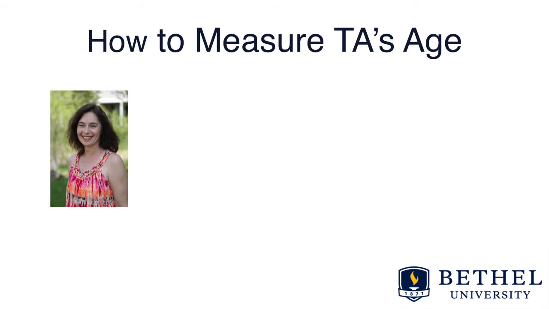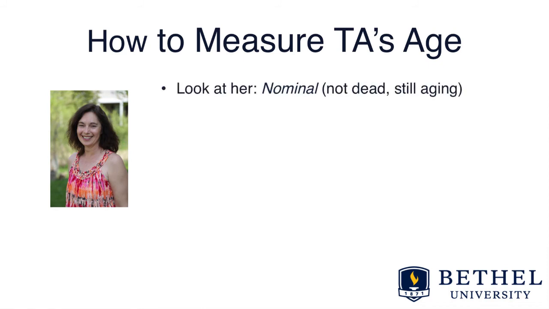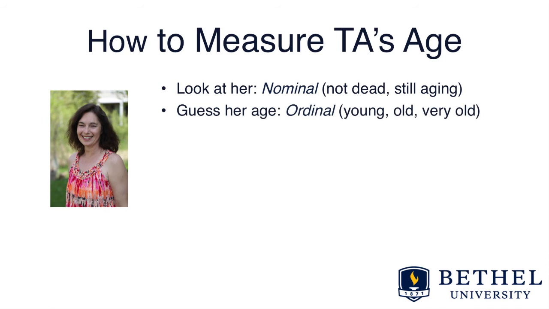Let's say that you are supposed to measure TediAnne's age. Now, there's a whole bunch of ways you could go about doing that. You could look at her, and you can use a nominal scale and say, all right, she's not dead, and she's still aging. So there are 2 nominal labels that we can use to describe TediAnne's age: not dead, still aging.